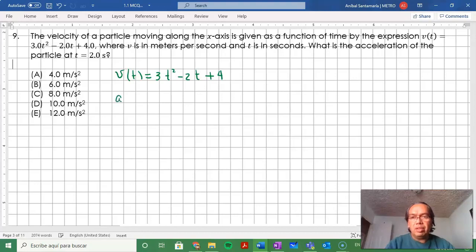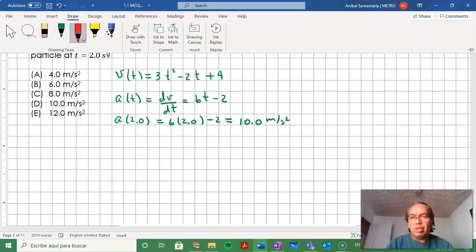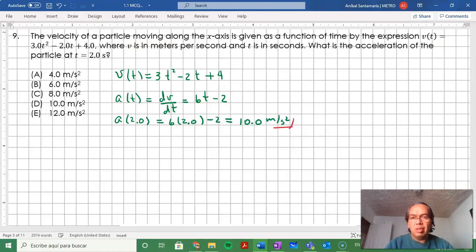Well, then your acceleration, which is dv dt, is equal to 6t minus 2. Constant term 4 cancels, and so the acceleration at time 2.0 seconds will be 6 times 2.0 minus 2, and that is 10.0 meters per second squared, which gives you option D as your solution.